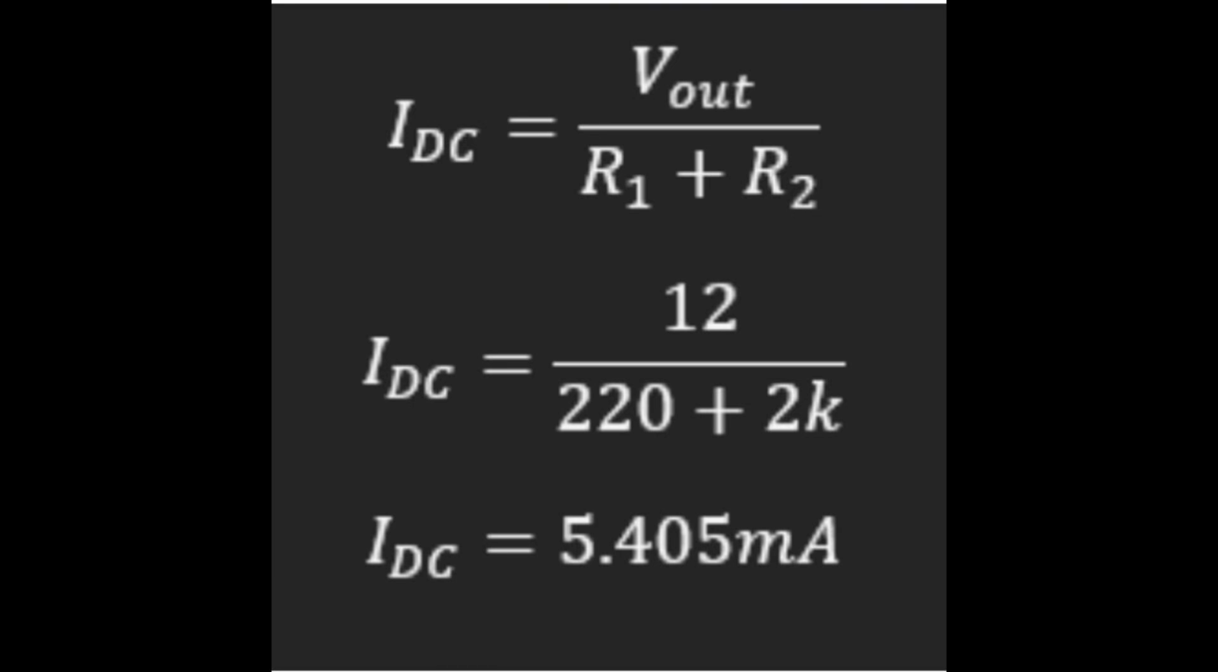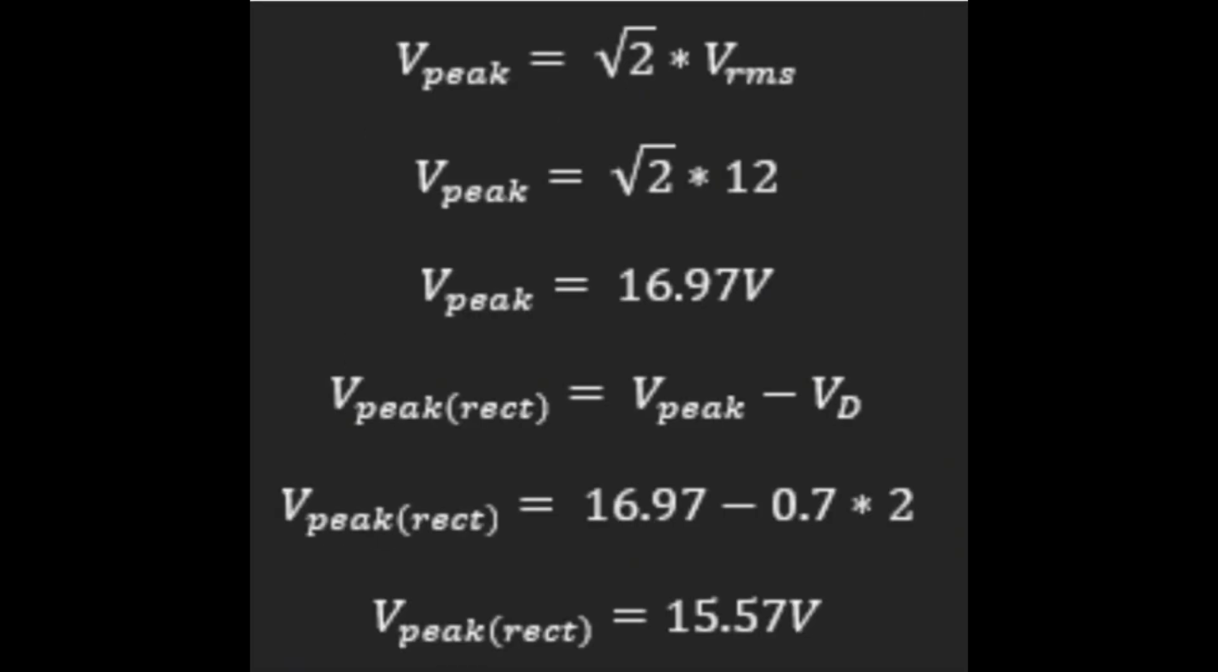5.405 milliamperes. A transformer steps down the AC voltage to 12 VRMS and the peak voltage is calculated as 16.97 volts. In a full-wave rectifier, two diodes are forward biased during each half cycle, causing a voltage drop of 0.7 volts per diode. This results in a total drop of 1.4 volts, leaving the rectified peak voltage as 15.57 volts.